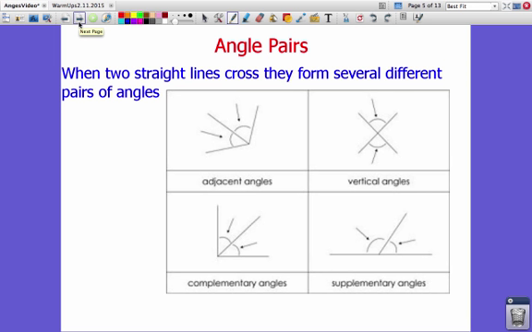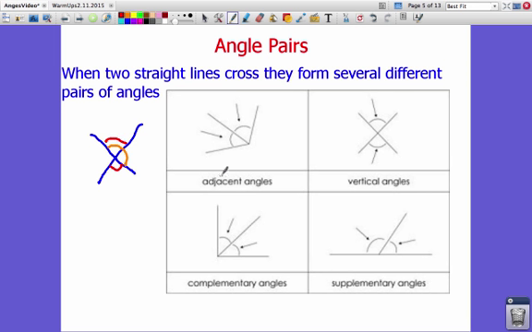Now we also have angle pairs. This is where we're going to spend the most of our time. When two straight lines cross, they form several different pairs of angles. We're going to talk about each of these 4 types: adjacent, vertical, complementary, and supplementary. Adjacent angles are just angles that are next to each other. And vertical angles are angles that are across from each other. So adjacent are next to each other, vertical are across from each other.